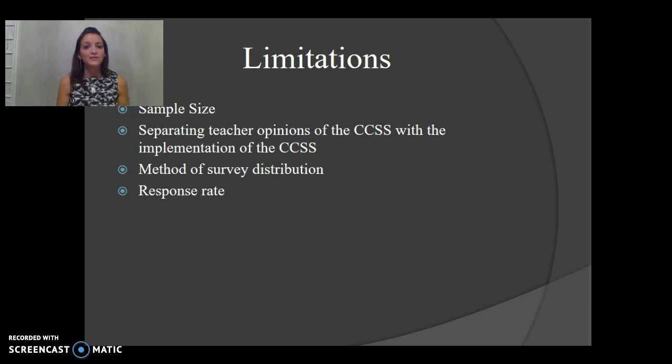The method of this survey distribution was through an online survey using Google Forms. And again, some teachers may not be comfortable with completing an online survey that may have limited the response rate. Also, some teachers may not be familiar with that format, an online format, and so that may have restricted the responses as well. The response rate itself, being 10%, is a bit of a limitation. I would like to see going forward future research in this area to find ways to increase that response rate to encourage more participation from a broader sample size.